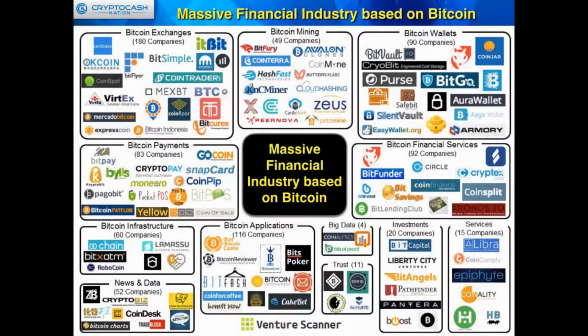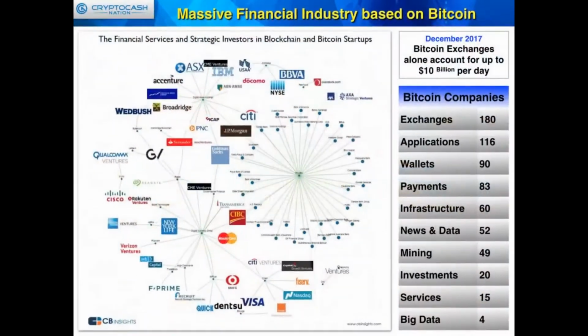Now, this is the blood, sweat, tears, and equity time that has gone into the ecosystem that is Bitcoin. There's 180 exchange companies. There's 83 Bitcoin payment companies up until when this was done. The infrastructure, the Bitcoin applications, big data, investments, services. It is so deeply integrated right now into the financial system. This ain't going away. This is only going to move forwards. And that's why it's vitally important to get some Bitcoin.